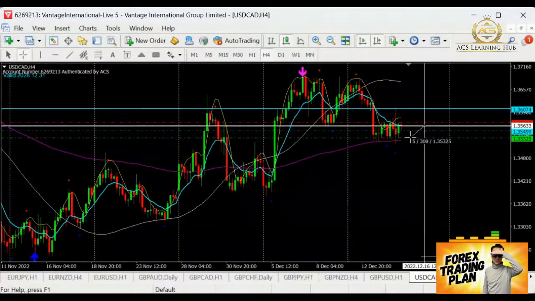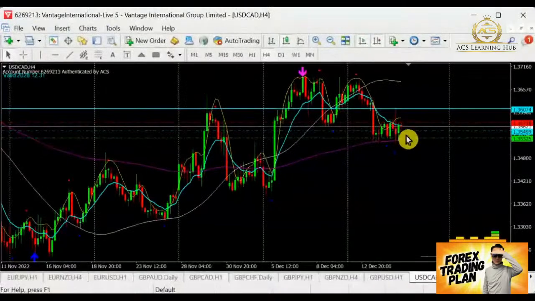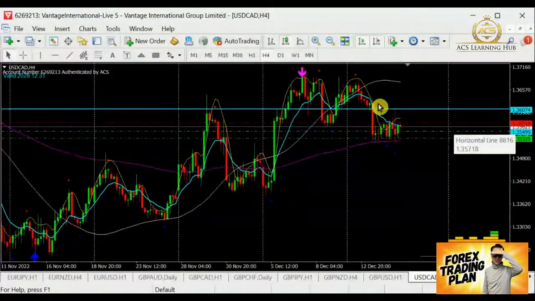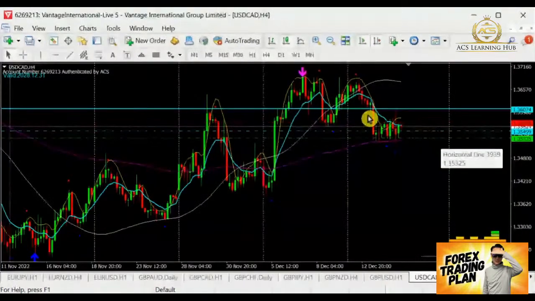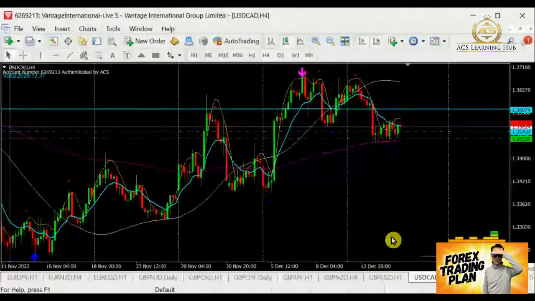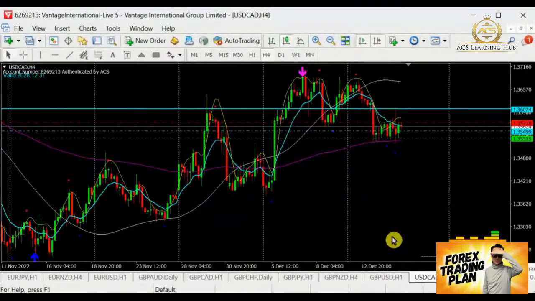For sellers, I would say that selling is still okay. We still have 30 pips of space, but remember that this is not very ideal because tentatively we are still against the trend. When it's against the trend and the support is pretty near, I won't be putting in.